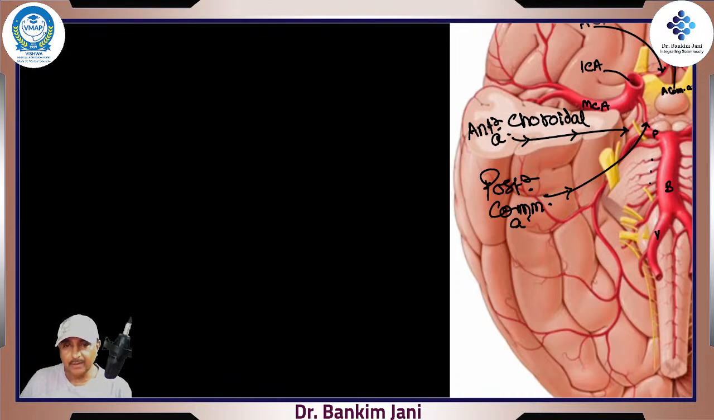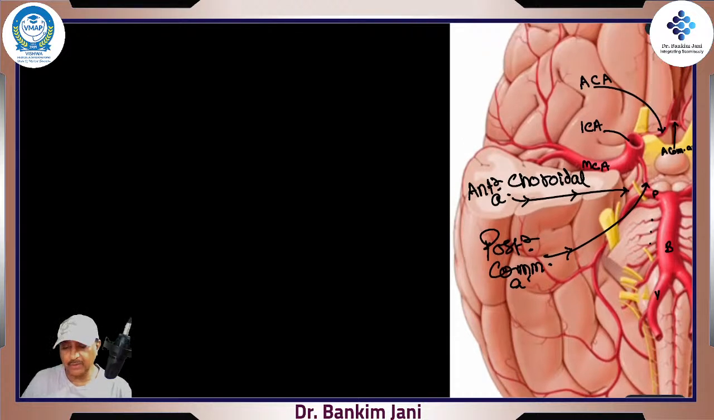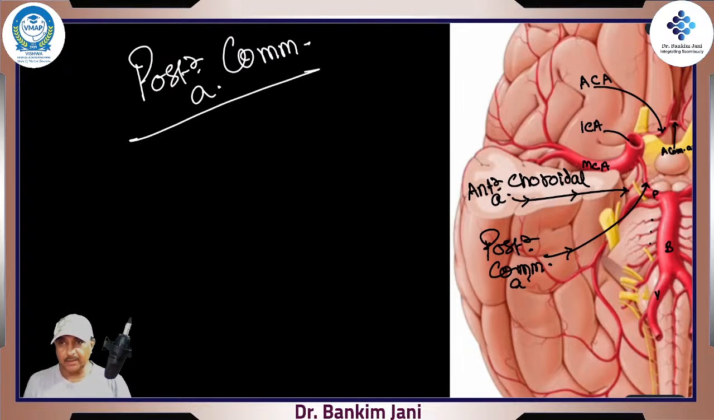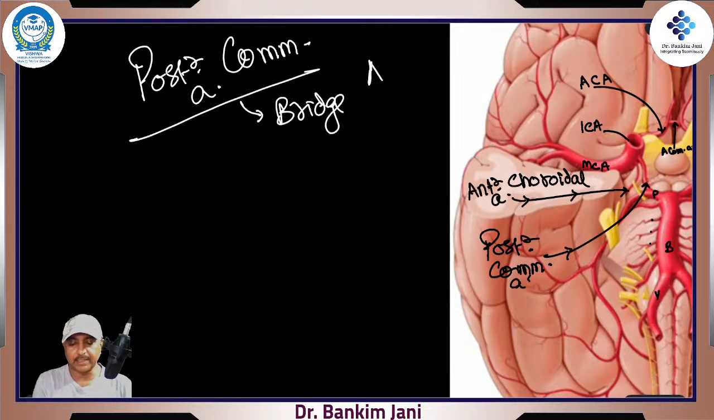The order in which all these branches appear and why they are so important. We talked about these four branches, the order in which they appear. So this is the first branch, that is the posterior communicating artery, right? This is a bridge between posterior and anterior circulation, because it is connecting the anterior circulation and the posterior circulation.